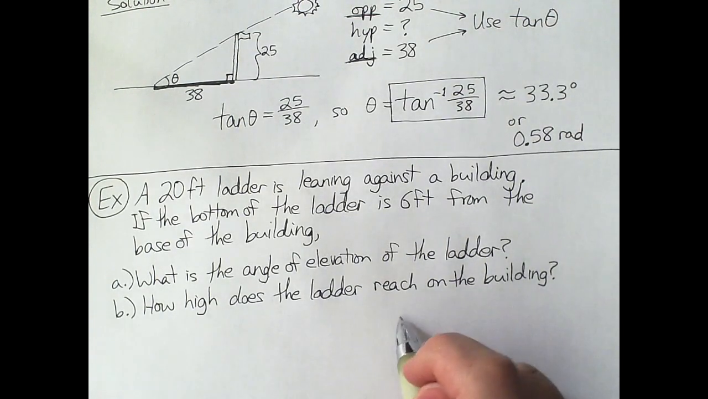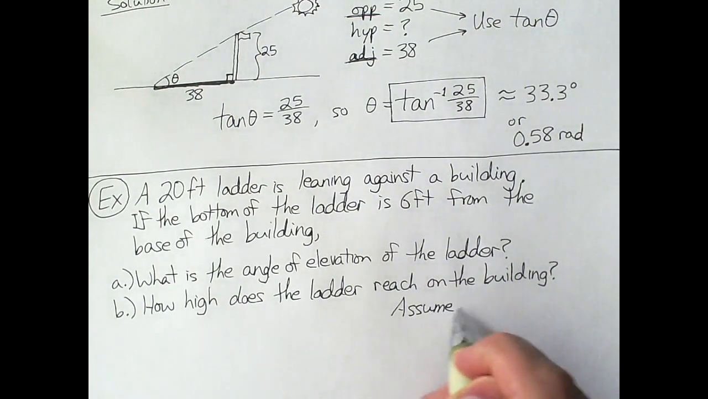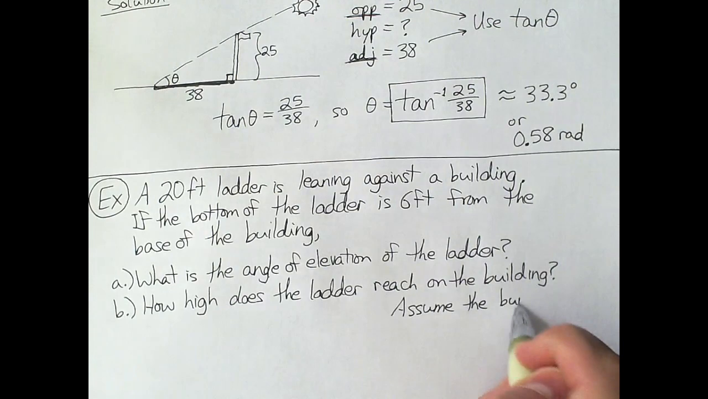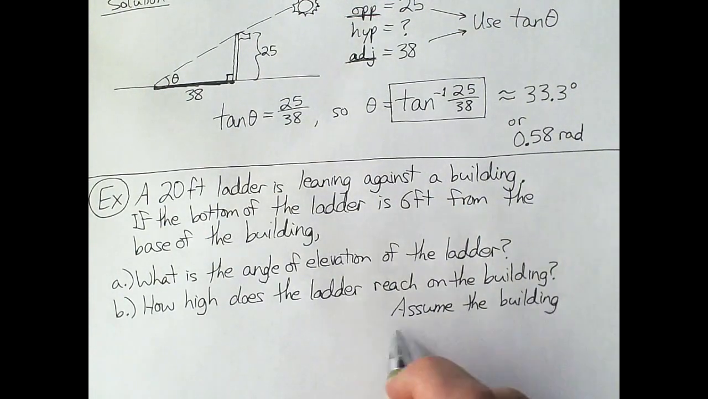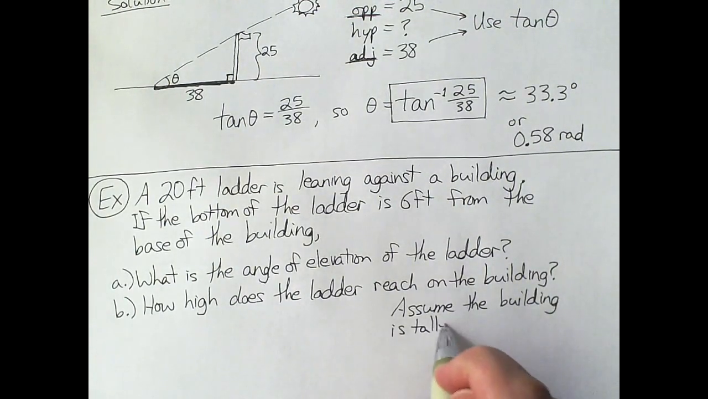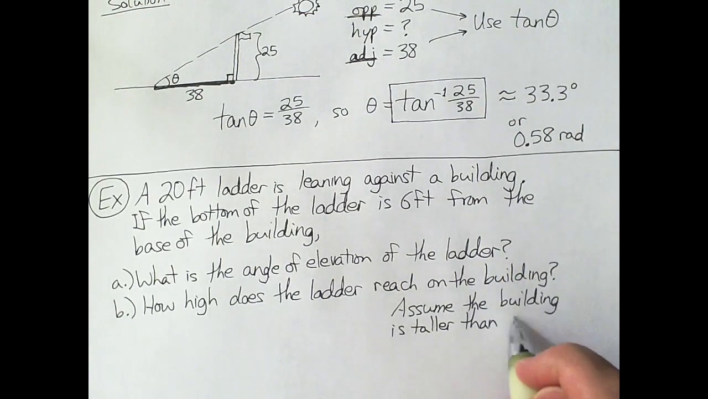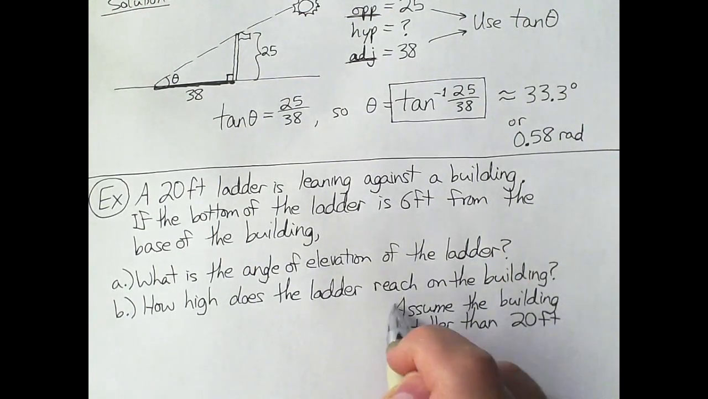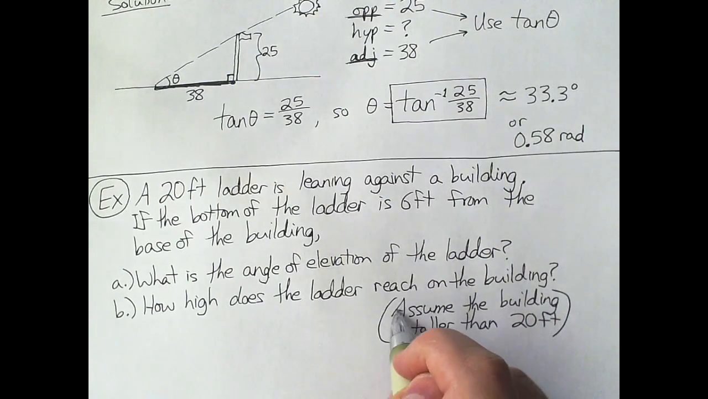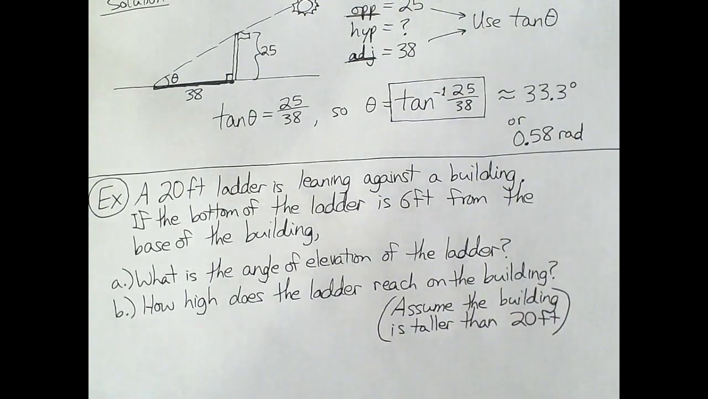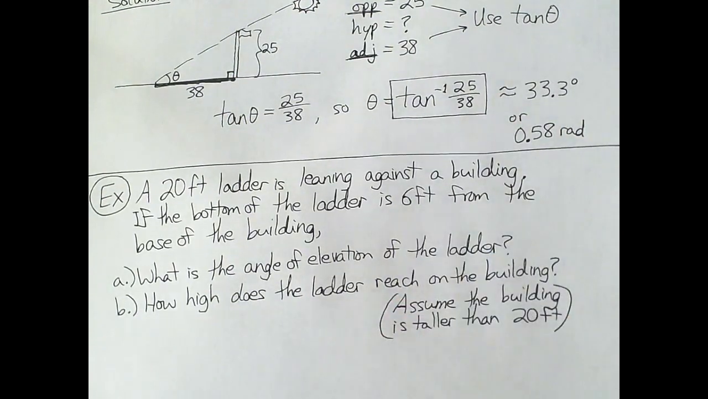I'm going to say off to the side, kind of as a part of this problem, assume the building is taller than 20 feet. In math, we like to be precise, and when I envision a ladder leaning against a building, I'm picturing the ladder leaning against the side of the building, and we want to assume that this building is tall.